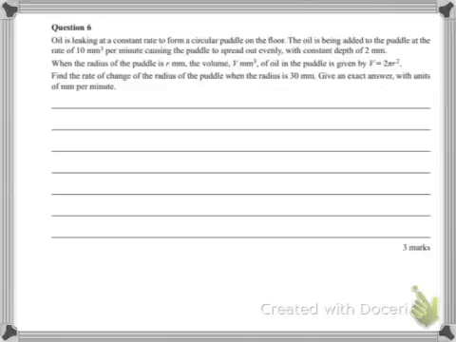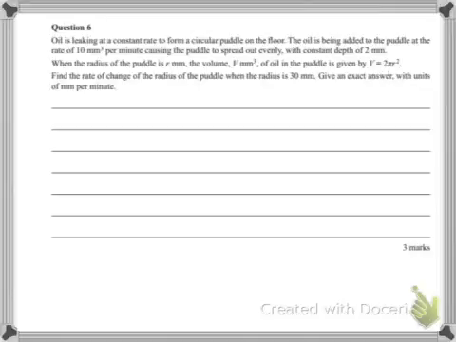It's a circular puddle with a depth. Anything that is a circle with a depth is like a cylinder. When the radius of the puddle is r, the volume of the oil puddle is V, and the volume is given by V equals 2 pi r squared. So it might be worthwhile to show where that comes from.